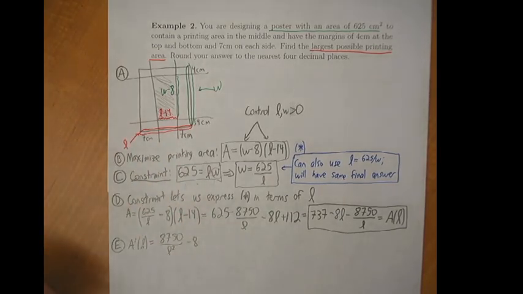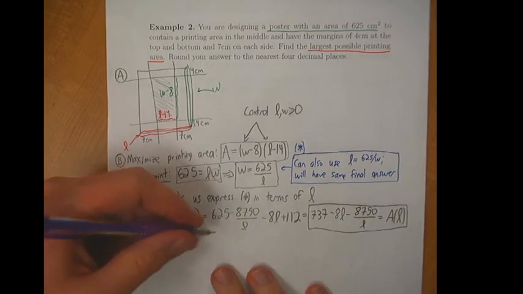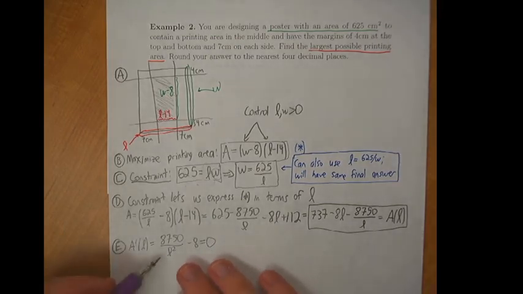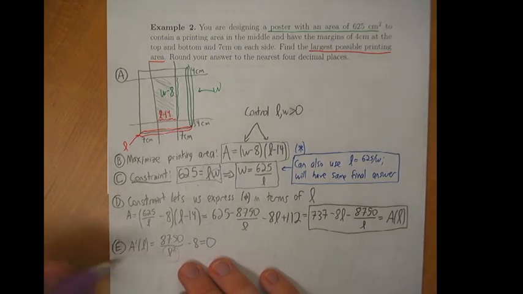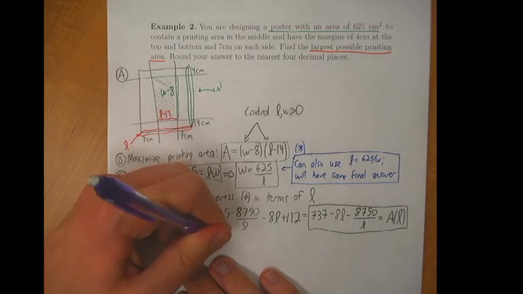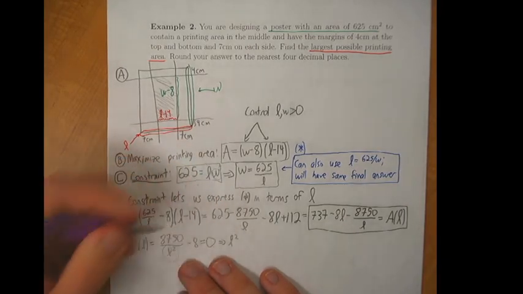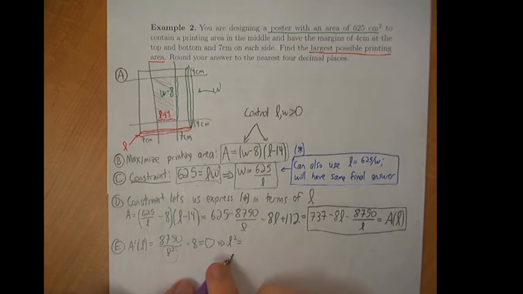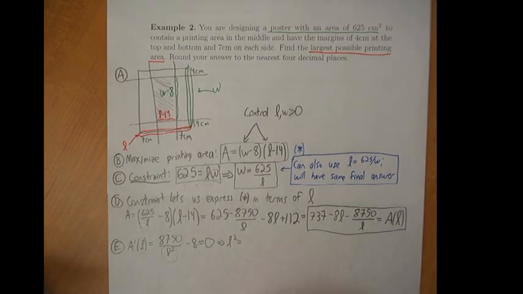Okay, so now that we have that, we set it equal to 0 and then solve for L. Since we're ultimately asked to solve for L, let's solve for L squared first and then we can work from that. So if we solve for L squared, doing a quick bit of algebra should then tell you that L squared equals what?